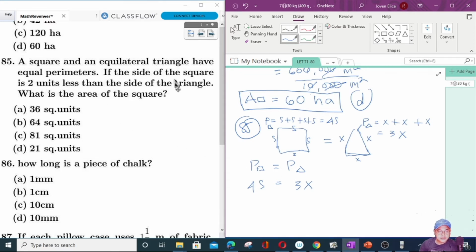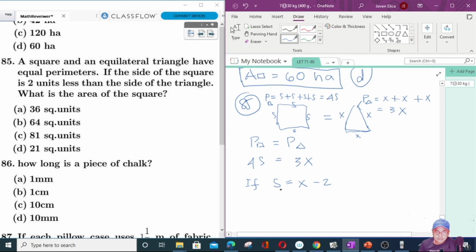Now, this is the condition: if the side of the square is 2 units less than the side of the triangle, what is the area of the square? Since the side of the triangle is x, the side of the square is x minus 2. The area of a square is just s squared.